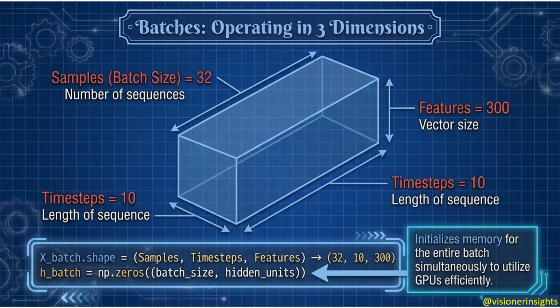Samples, which is the batch size. Time steps, which is the length of the sequences. And features, the vector size of each input. We just initialize the hidden state memory for the entire batch at once using an array of zeros.